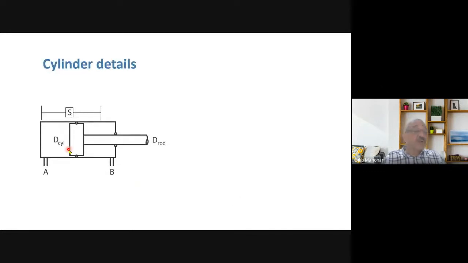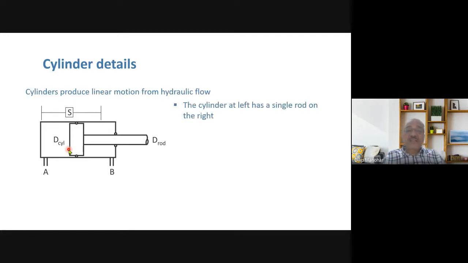I think we can go faster because we have less time. So these are the constructional details. This process is a linear motion. The cylinder has a single rod on the right side. The left side is called the cap end. The right side is called the rod end.